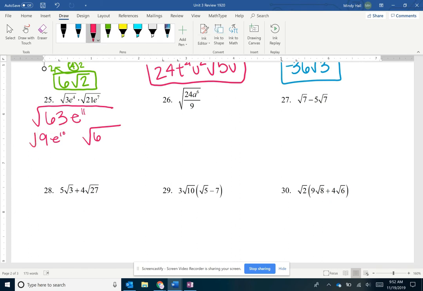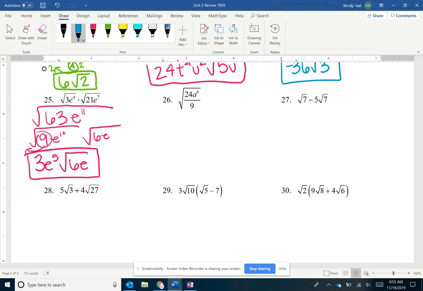Didn't mean to do that. But then we would have a single e in the other one. So then square root of 9 is 3. Square root of e to the 10th is e to the 5th because you divide it by 2. And then you keep the square root of 6e there. And voila.